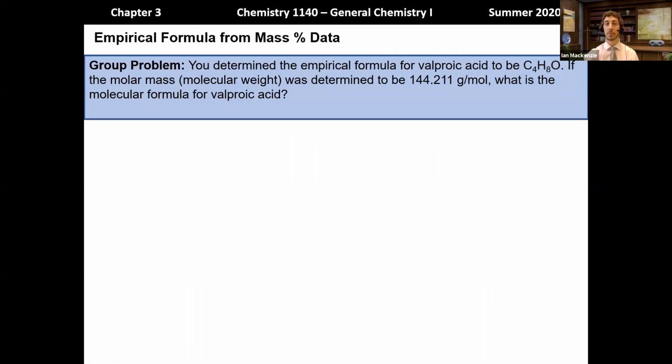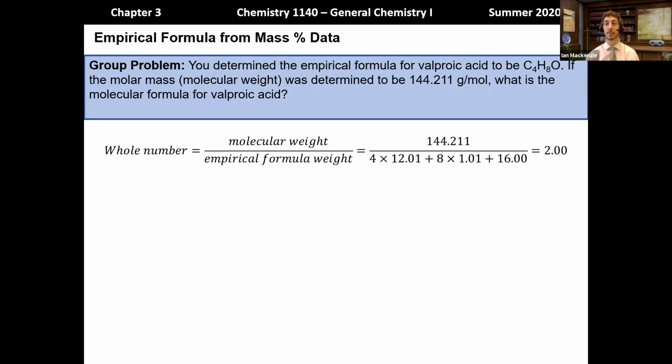Let's do another example. So returning to this valproic acid example that we have carried all the way from the beginning with the combustion analysis, we determined the empirical formula of that already to be C4H8O. And maybe we determined now the molar mass or the molecular weight to be 144.211 grams per mole, and perhaps we got that from a mass spectrometry experiment. It didn't give us any other information, it simply told us that the overall molecular weight was 144.211 grams per mole. So what is the molecular formula then for valproic acid?